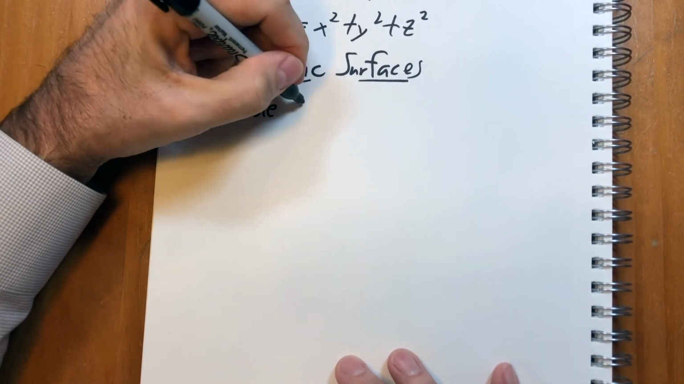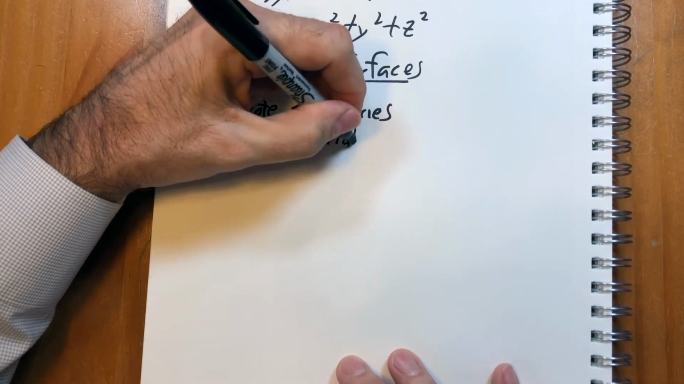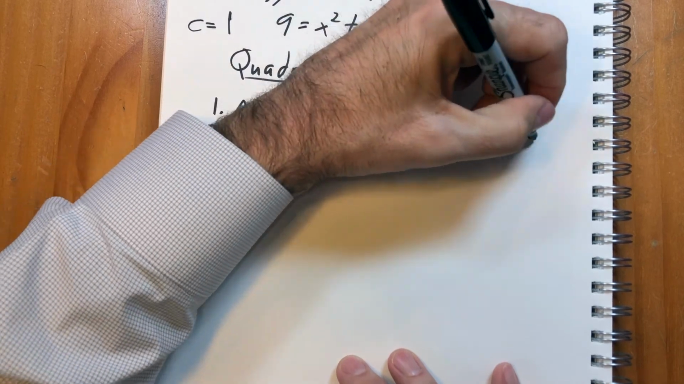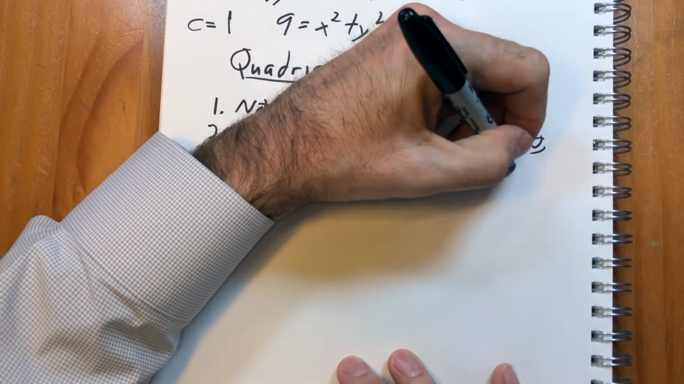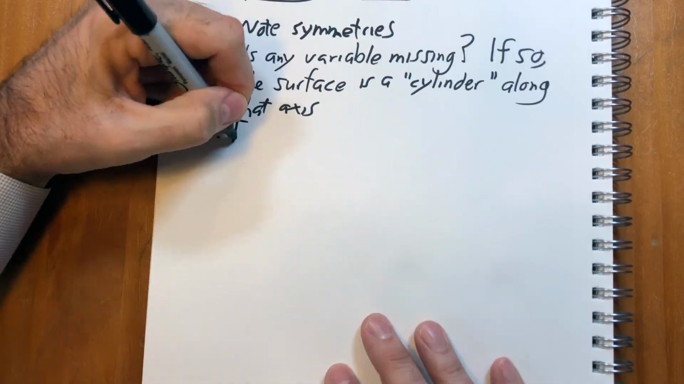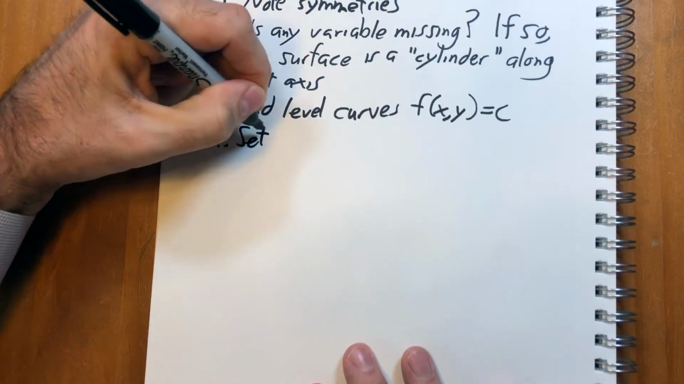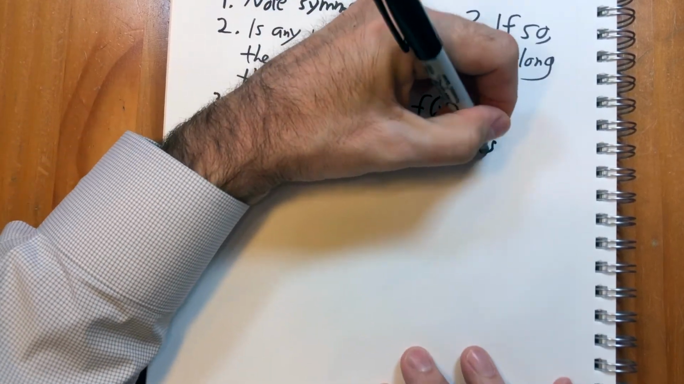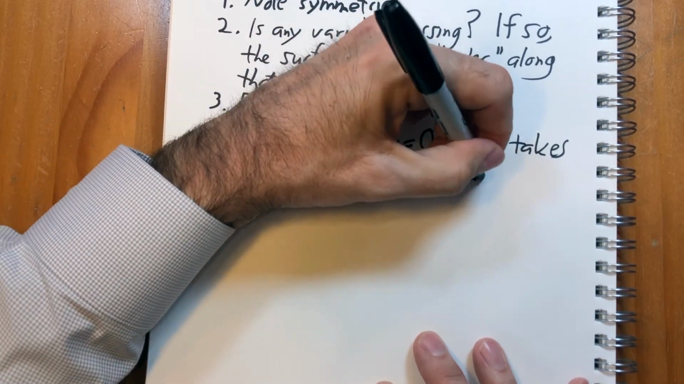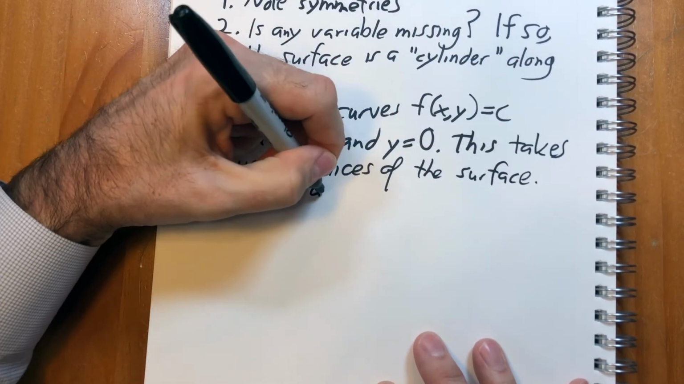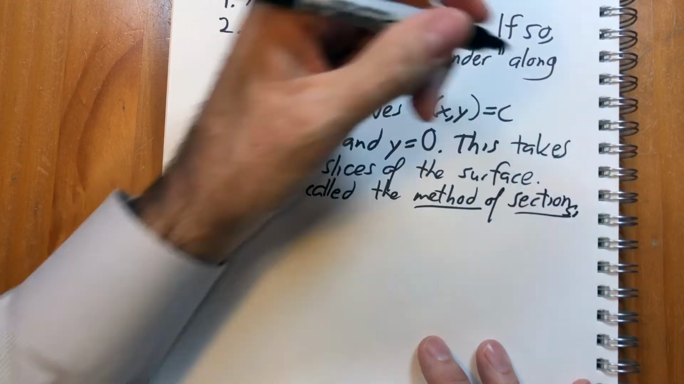So first, note any symmetries. Second, see if there's a variable missing. If so, then the surface is going to be a cylinder along the axis of the variable that's missing. And then 3, try finding level curves of different values. And then 4, try setting x to 0 or y to 0. This takes vertical slices of the surface instead of horizontal slices. This is called the method of sections.